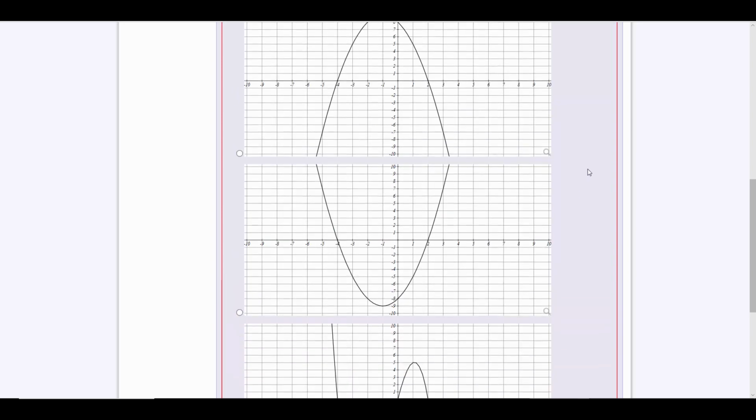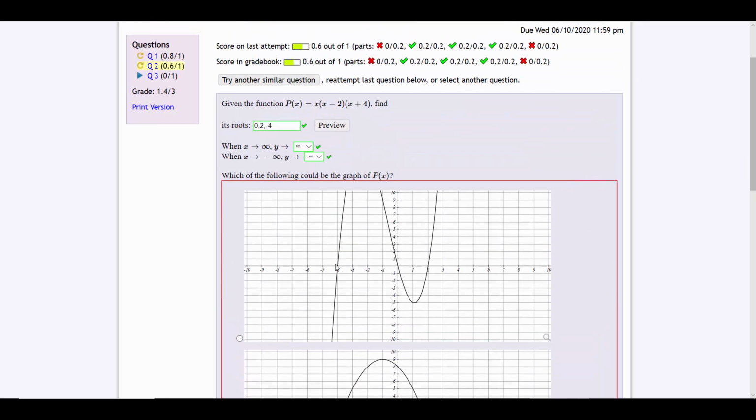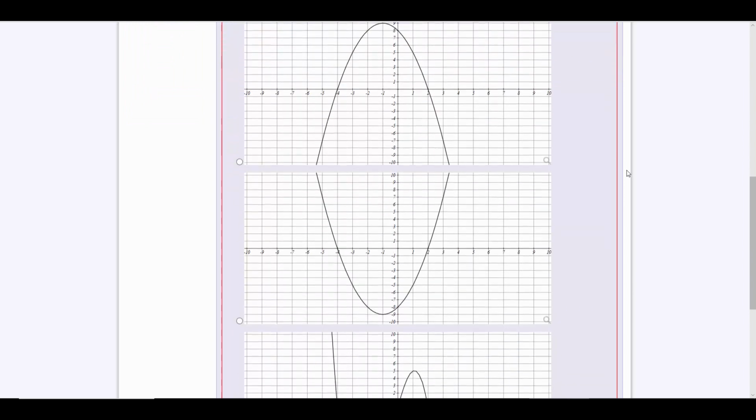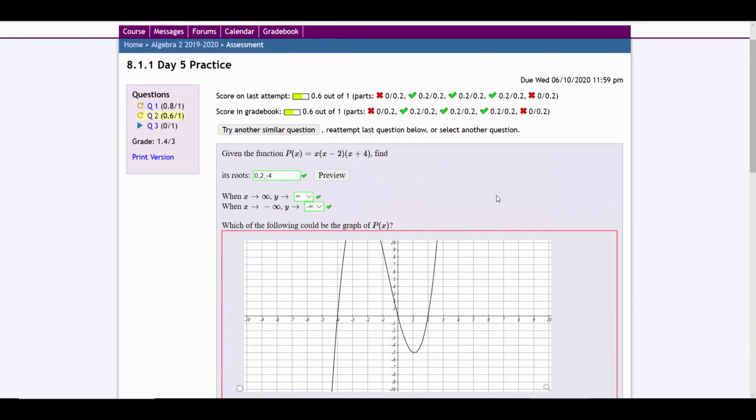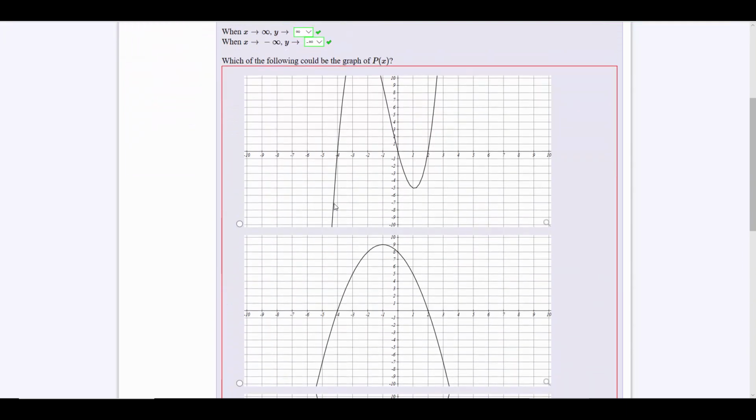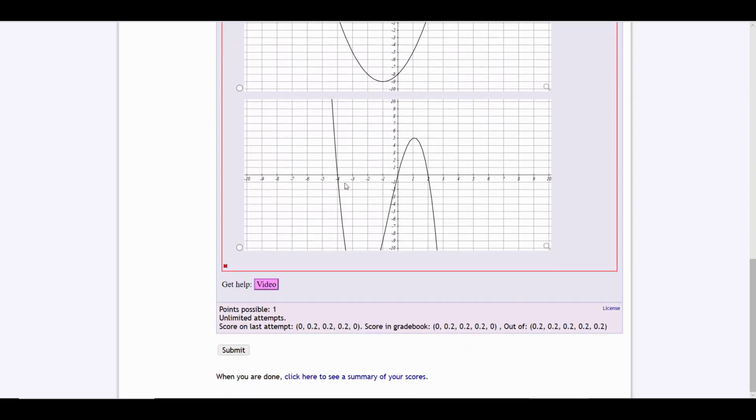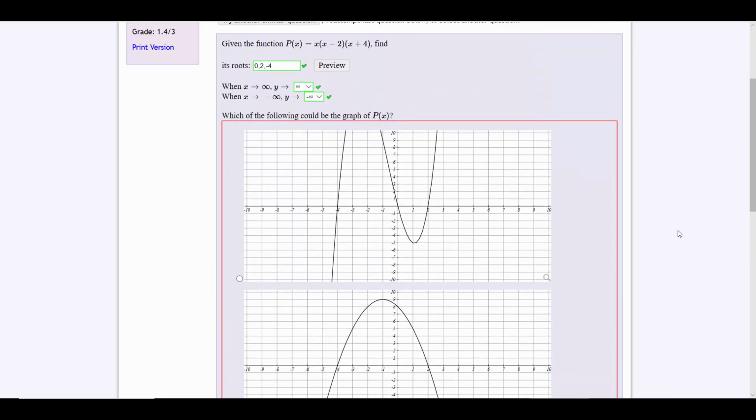But this first one also has x-intercepts at -4, 0, and 2. So the difference between this first graph and this last graph is the end behaviors, right? If I'm looking at the ends of this graph, this one is going down and up. As I go left, it's going down. As I go right, it's going up. This one, as I go left, it's going up, and as I go right, it's going down. So the end behaviors are flipped between those two graphs.